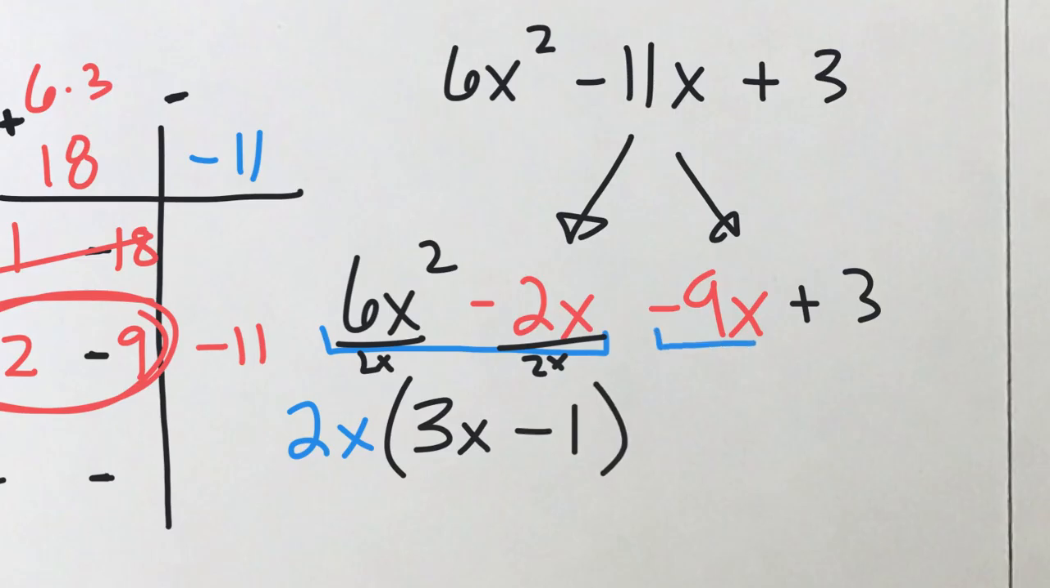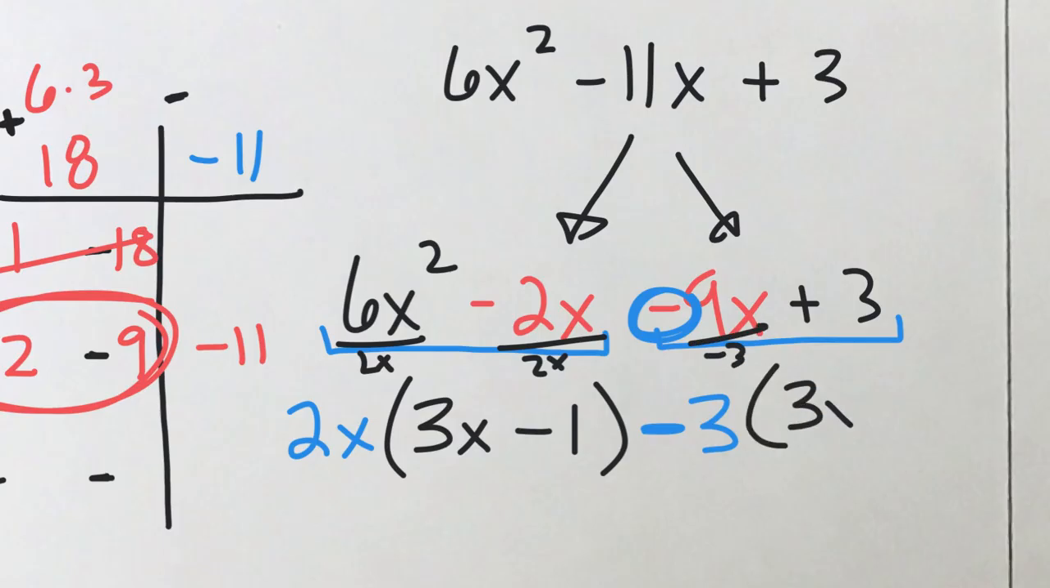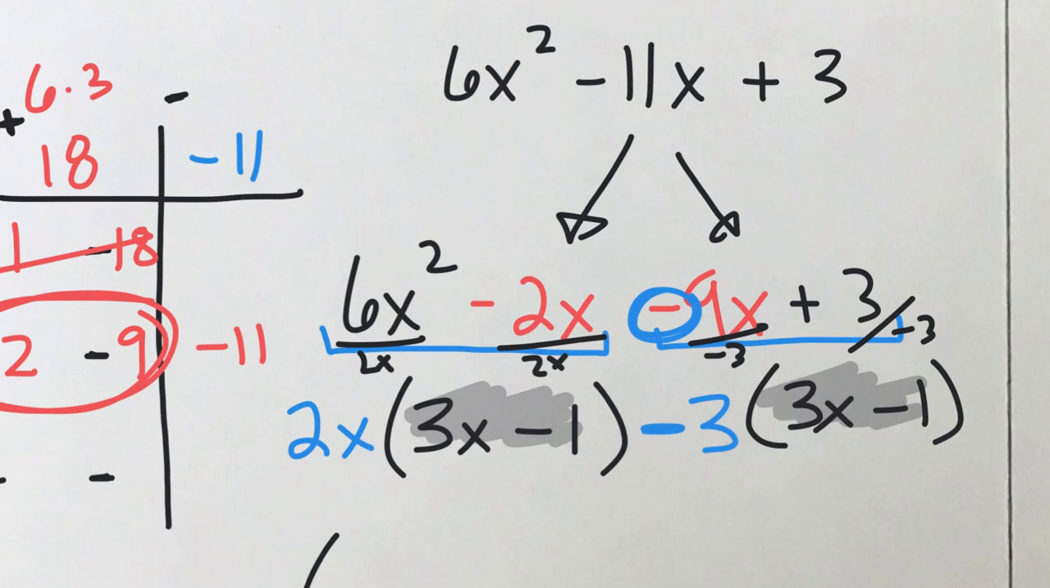Okay, now looking at minus 9 and plus 3. Remember, if this is a minus, this becomes a minus also. So if I divide this by negative 3, well, that's a positive 3x. If I divide that by that, it's a minus 1. So notice once again that my parentheses here are the exact same. And that's the way it's supposed to be. So one factor is 3x minus 1, and the other factor is 2x minus 3.